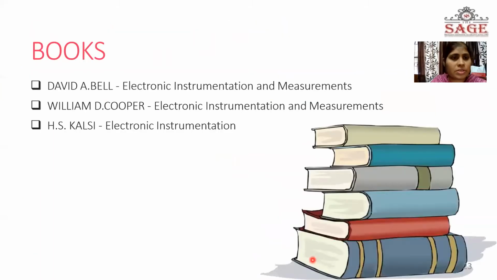These are the books: Electronic Instrumentation and Measurements by David A. Bell, Electronic Instrumentation and Measurements by William D. Cooper, and Electronic Instrumentation by H.S. Kalsi. You can refer to these books for the CRO.